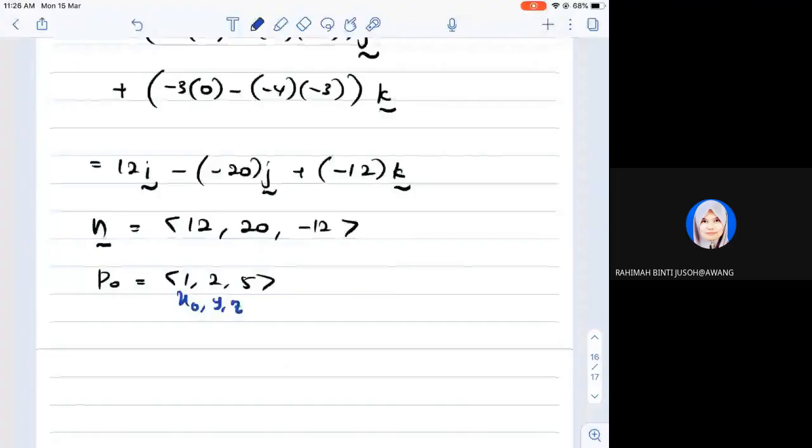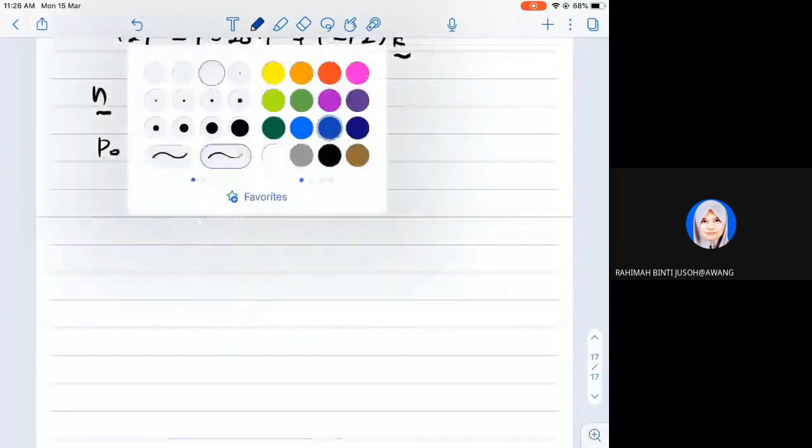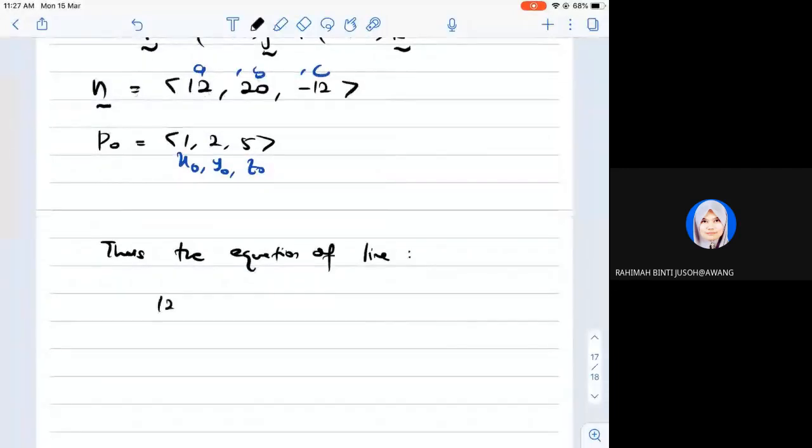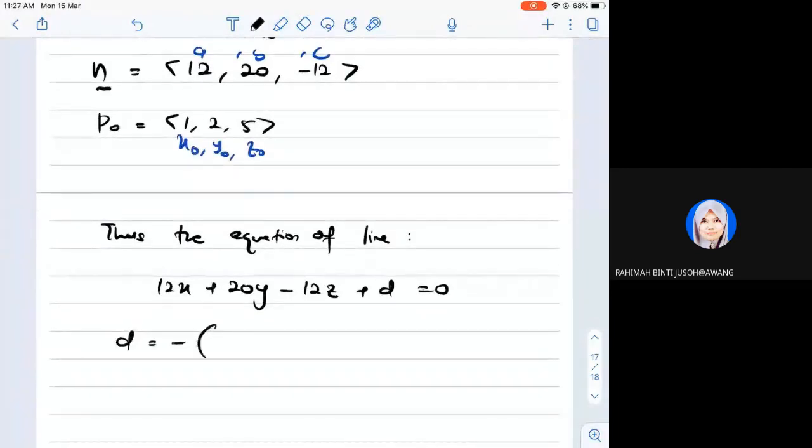Naught kita. And then yang atas ni adalah you all punya A, B dengan C. Okay. So, thus the equation of line AX plus BY plus CZ. So, 12X tambah 20Y plus D equals to 0. Just calculate your D equals to negative AX naught.